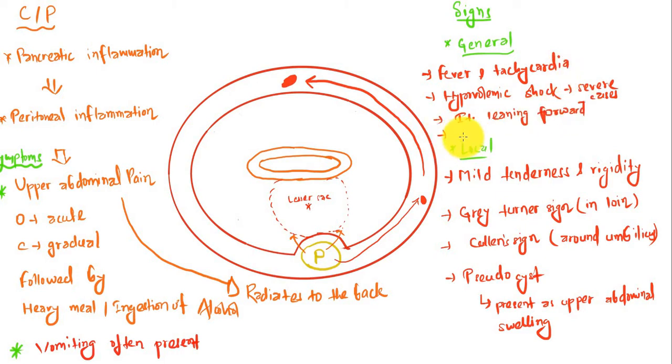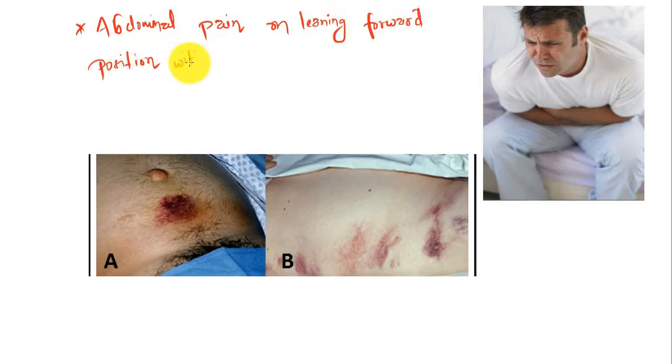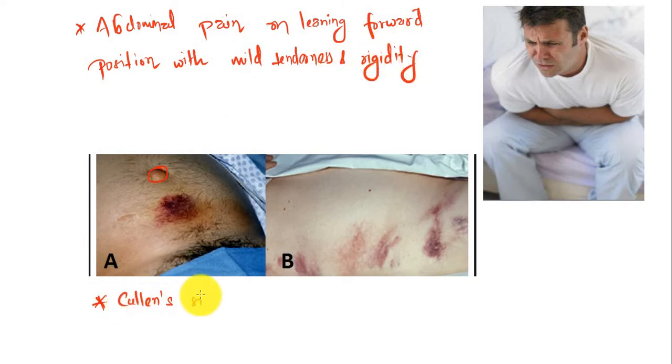Patient is found in leaning forward position, and a tinge of jaundice can be present due to obstruction from gallstones. So summarizing it again, abdominal pain on leaning forward is present with mild tenderness and rigidity. And here is the Cullen's sign, which is around the umbilicus and downwards. This is the Grey Turner sign, bruising around the loin region.